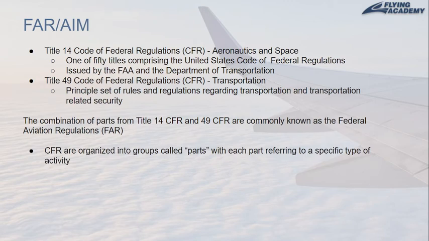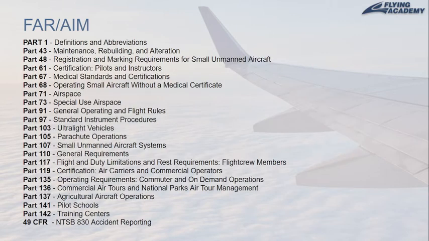The CFRs are organized into groups called parts, and each part refers to a specific type of activity. They are usually at the front in the table of contents. If you flip through it, they have a table of contents like this, and I have it here on the slide as well. If we just go through it quickly, Part 1 has all the definitions and abbreviations that are used in the FAR AIM.